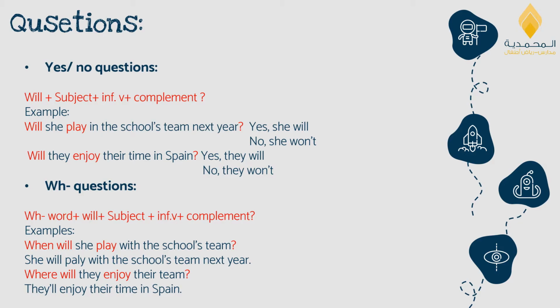A quick reminder of the WH words. We use who to ask about a person. We use which to ask about a thing. We use when to ask about time. We use where to ask about place. And we use how to ask about a process. So this is it for the questions in the form of will.